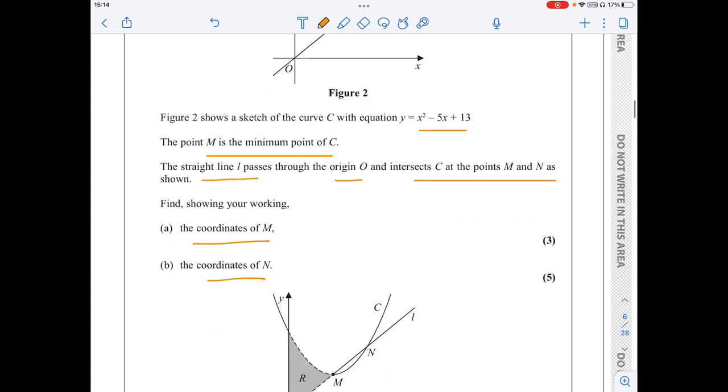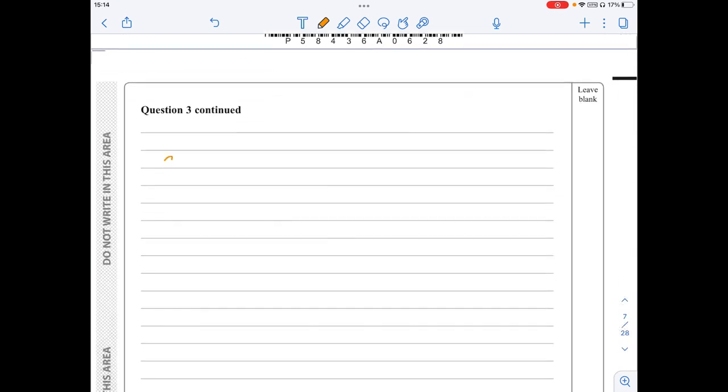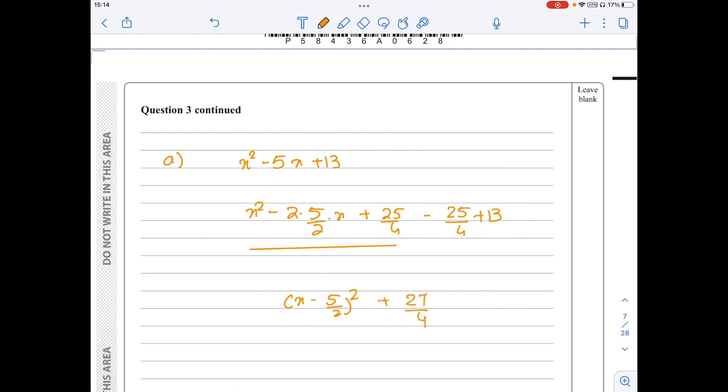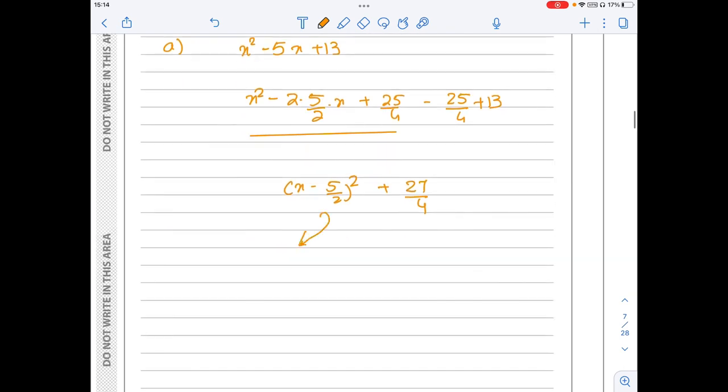Part A: x squared minus 5x plus 13. So x squared minus 2 times 5 upon 2 times x. So adding 25 upon 4 and subtracting 25 upon 4. To make it a completed square, the first three terms will become x minus 5 upon 2 whole squared. Then plus 52 minus 25 over 4, which is 27 upon 4. So the minimum point takes the opposite sign for the x coordinate and the same sign for the y coordinate. That's going to be the minimum point, M.